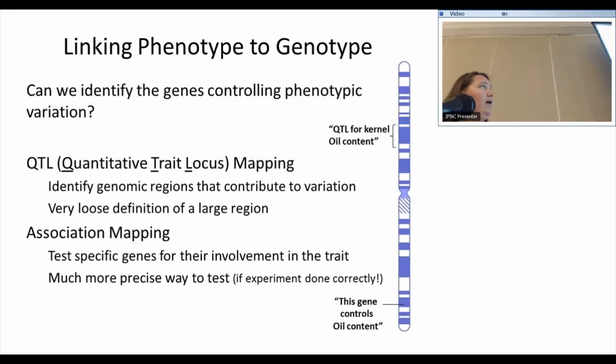Another way that we do the linking of phenotype to genotype is by association mapping. And in this case, we're testing very specific genes for their contribution to a phenotype. And it's a very much more precise way of doing testing. And in this case, at the end of the day, we can say, this gene right here controls our traits. You can see these 2 methods are very different, and I'll talk about them more later.